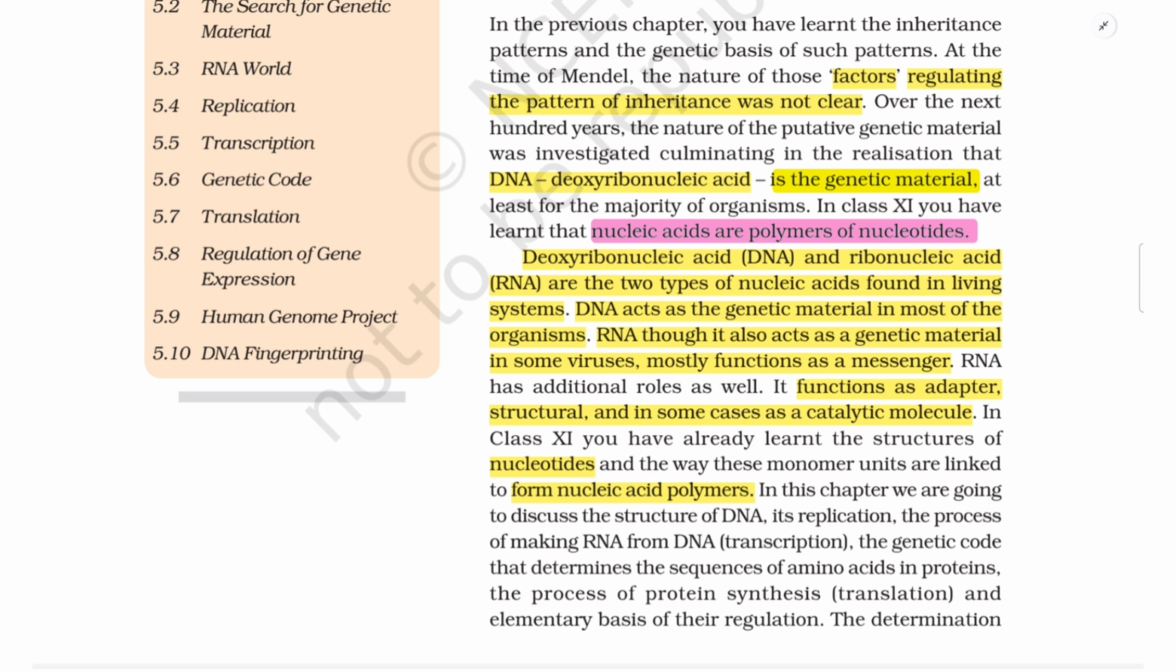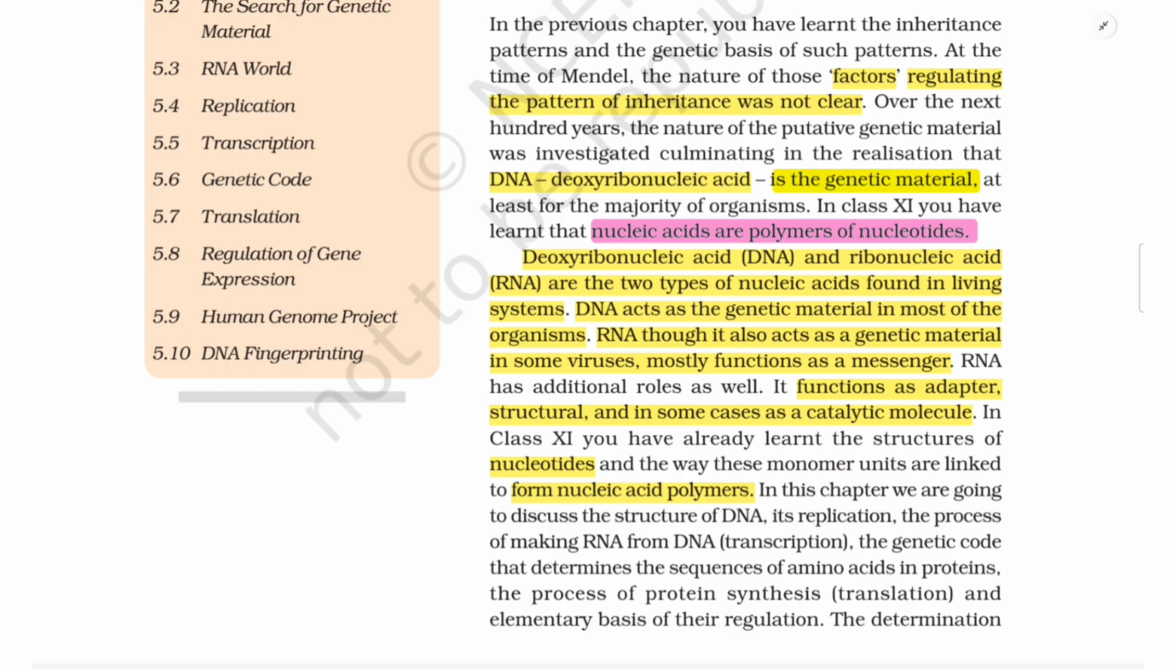In class 11, you have learned that nucleic acids are polymers of nucleotides. Deoxyribonucleic acid (DNA) and ribonucleic acid (RNA) are the two types of nucleic acid found in living systems. DNA acts as the genetic material in most organisms. RNA, though it also acts as genetic material in some viruses, mostly functions as a messenger. RNA has additional roles as well. It functions as an adapter, as a structural molecule, and in some cases as a catalytic molecule.